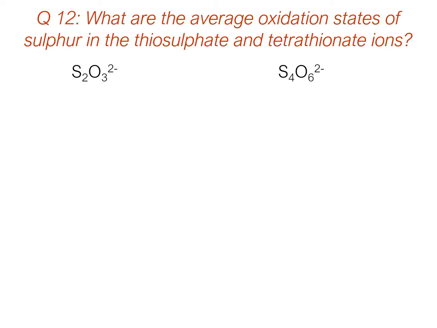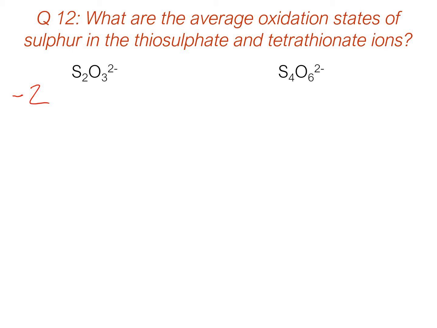And these are important ions because they're involved in quite a common titration that uses iodine as well as an indicator. So let's start with the thiosulfate ion, although the way we work them out is both the same. So if you remember some of the rules for calculating an oxidation state, if it's a polyatomic ion such as these, the sum of the oxidation states is equal to the charge on the ion. So in this case it's a 2- anion, so we're looking for the sum of the oxidation states to be -2.